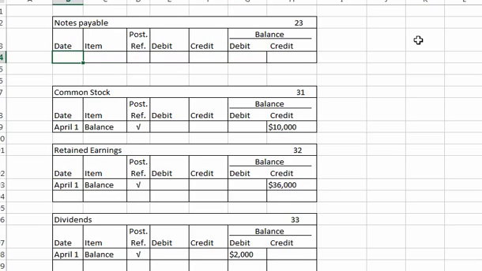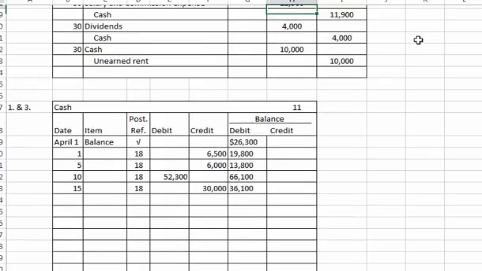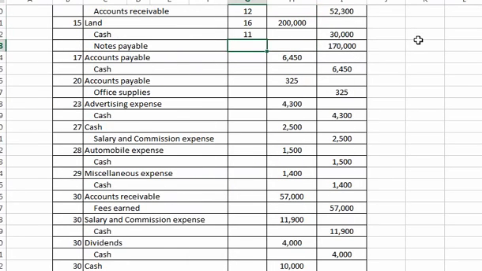So we'll put in the date. Leave the item column blank. That's from journal page 18. It's a credit to notes payable for $170,000, which makes our credit balance $170,000. The previous balance was 0. Okay, notes payable is account number 23. So we come back up, and in the journal posting reference column alongside notes payable, we'll put in the account number from the ledger, which was 23.